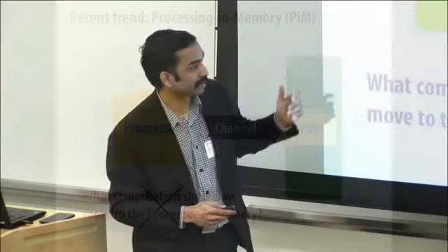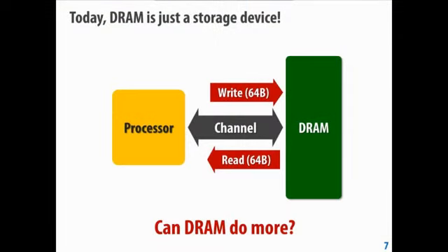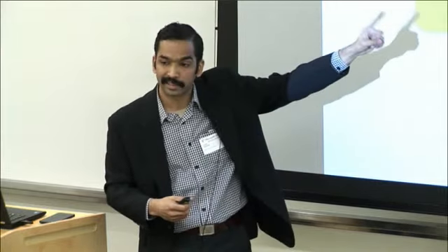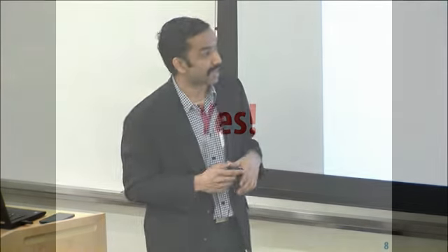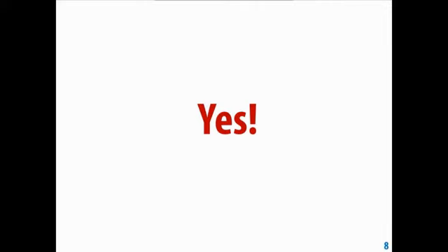So in our work, the question that we're asking is, today we use DRAM as just a storage device, right? So what we can do is write some value into DRAM and read the value at a later point in time. If you notice, I have annotated the reads and writes with 64 bytes. It's essentially because commodity DRAM today is optimized to read and write wide cache lines, right? The question that we ask is, can DRAM do more? And the answer is yes. We have developed some techniques. We are hoping to increase the font size of this yes as we identify more techniques, right?